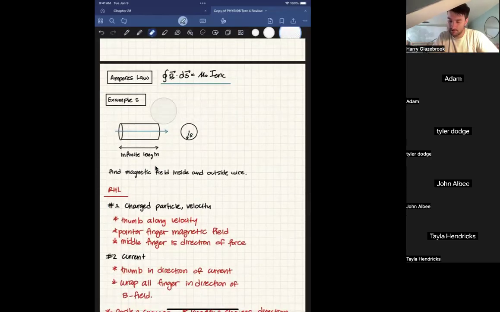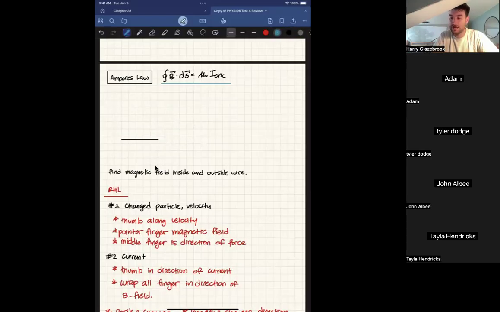Okay, let me just erase this. Sorry. Okay. So let's just say we have a wire here and it has some current flowing through it, which we're going to call I. Again, this is not something you're going to have to do on the test. I just want to show you where this comes from using Ampere's law. So you have an infinitely long wire, has a current flowing through it I.